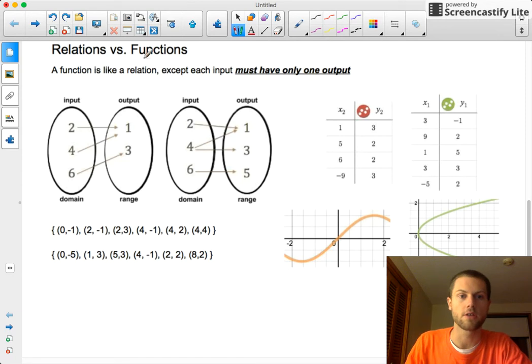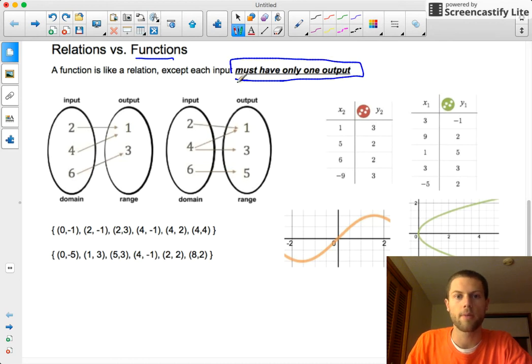But a function is a more unique, limited set. Because a function is like a relation, because you have pairings of inputs and outputs, but the difference is that each input must have only one output. So we're going to talk about what that means.